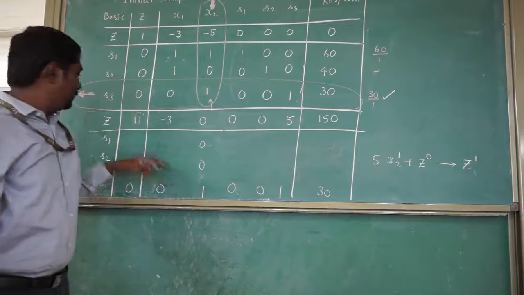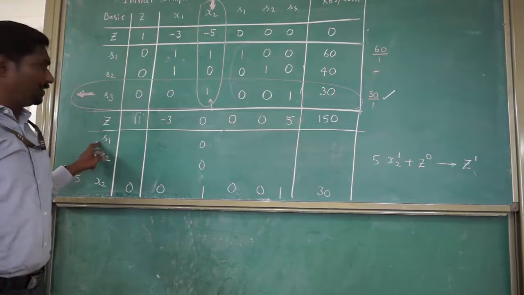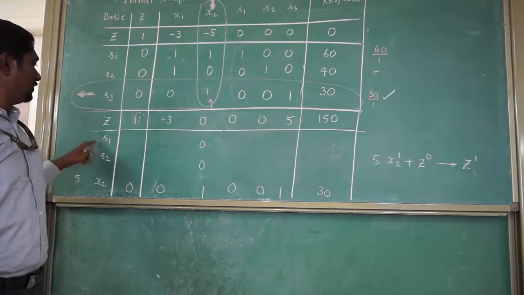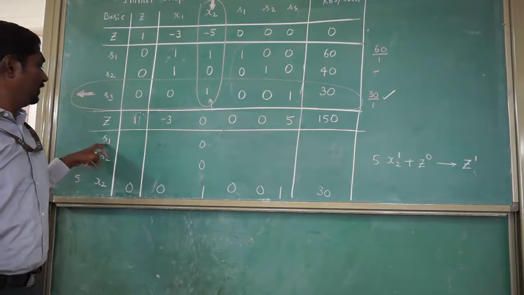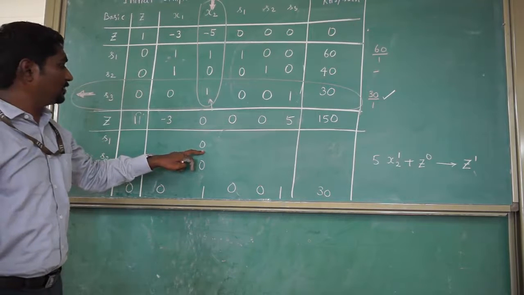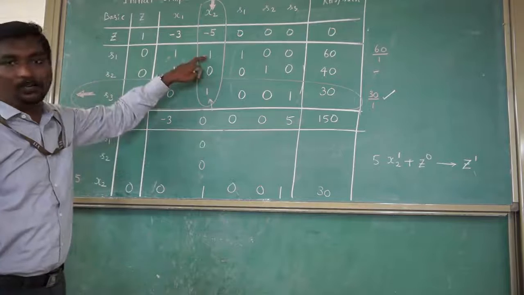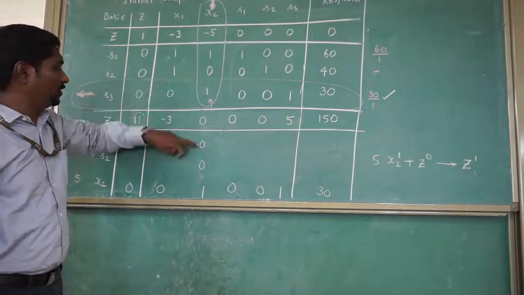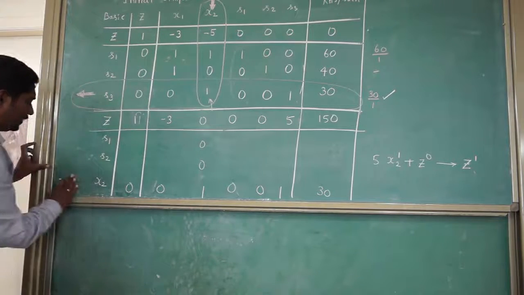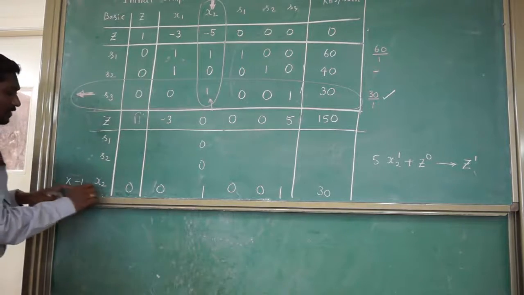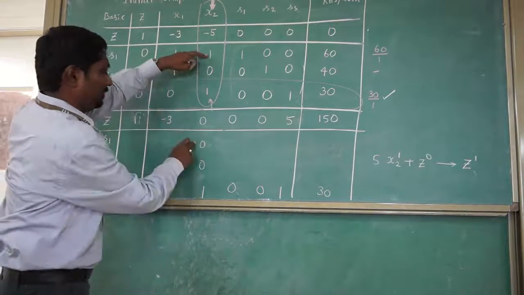Coming to the S1 row in the first iteration. This is the first iteration. Coming to the S1 row, this we have to make as 0. In the previous iteration we have 1. How to make this as 0? For that, this x2 row I'm going to multiply by minus 1, add to this and write it here.